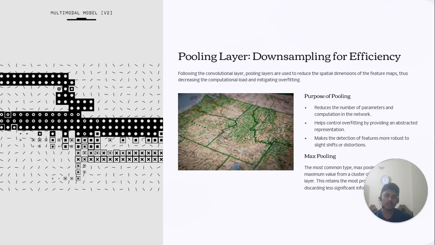After the convolutional layer, we use the pooling layer to shrink the spatial size of the feature map. This basically cuts the parameters and computations, and it helps prevent overfitting by providing a more abstract representation of the images. Pooling also makes feature detection more robust to small shifts or some kind of distortions. The most common choice is max pooling. In max pooling, from each window we take the largest activation and discard the rest. So the model preserves the strongest signal while compressing the data.